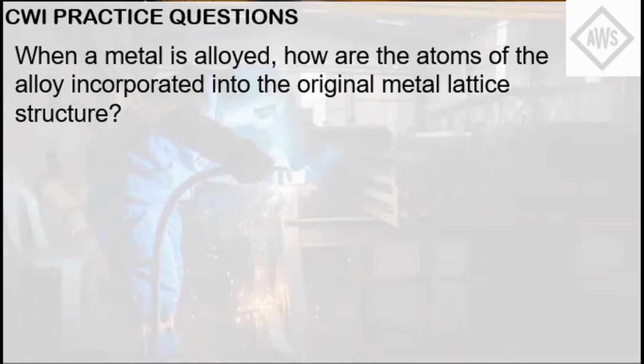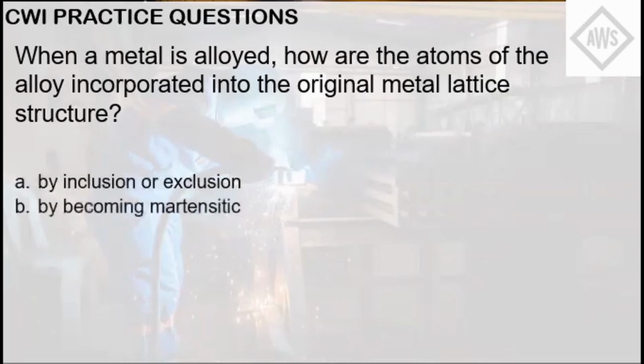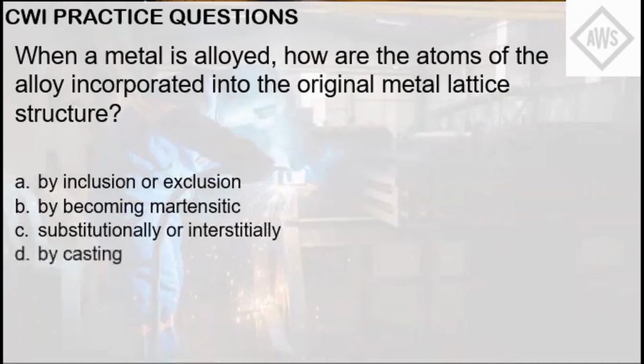When a metal is alloyed, how are the atoms of the alloy incorporated into the original metal lattice structure? A, by inclusion or exclusion. B, by becoming martensitic. C, substitutionally or interstitially. Or D, by casting. So letter A, inclusion or exclusion, is not a term for incorporation of these atoms in the original lattice structure. Letter B, by becoming martensitic, is a form of heat treatment: when a metal is rapidly cooled, it forms martensite that produces a structure that will tend to make the material brittle.